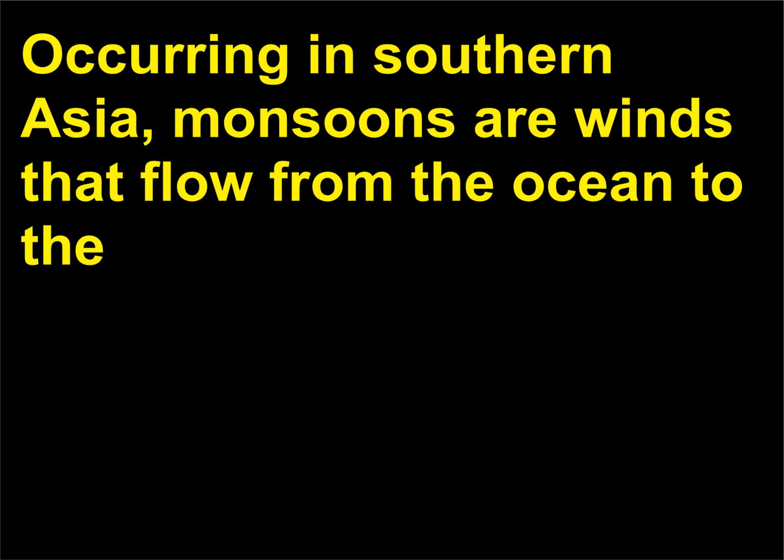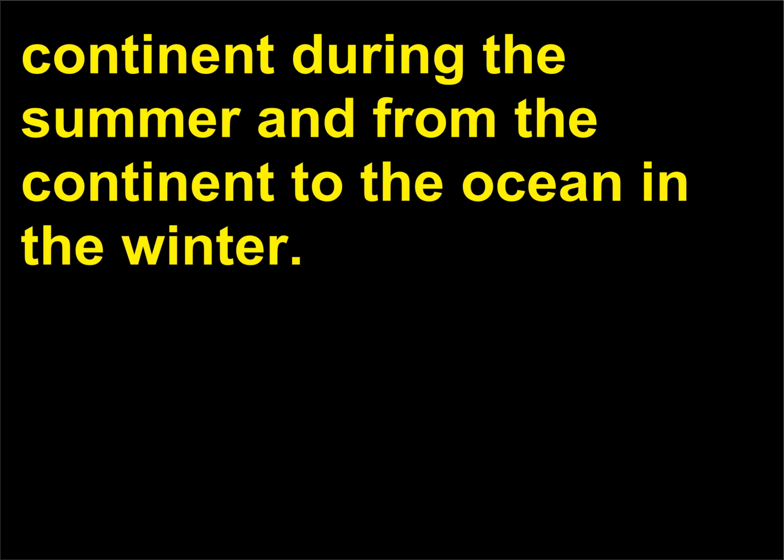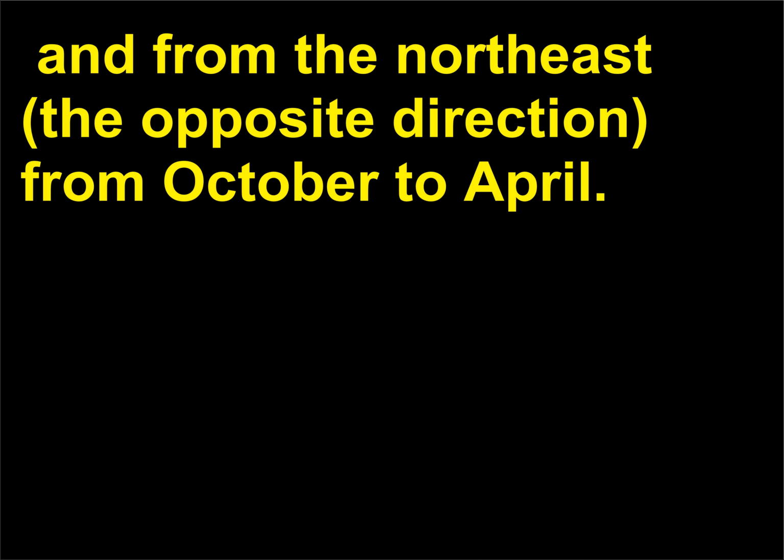What are monsoons? Occurring in southern Asia, monsoons are winds that flow from the ocean to the continent during the summer and from the continent to the ocean in the winter. The winds come from the southwest from April to October, and from the northeast, the opposite direction, from October to April.